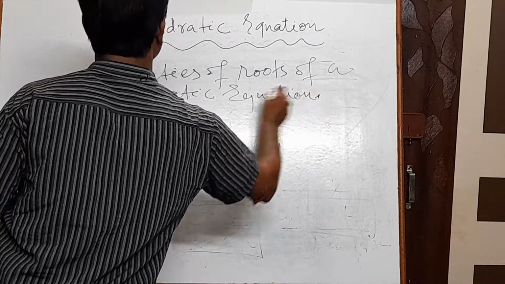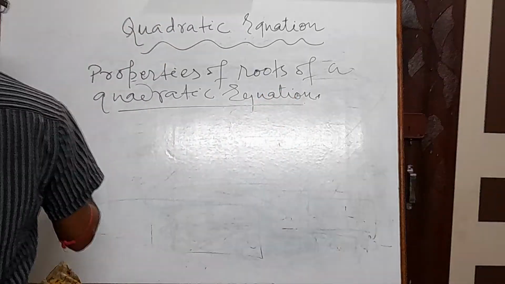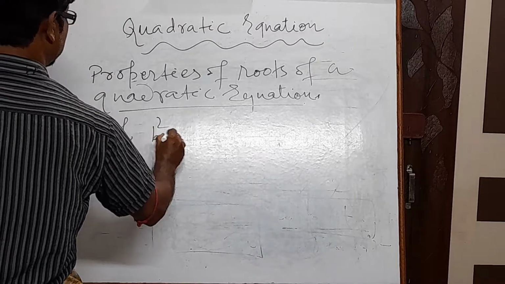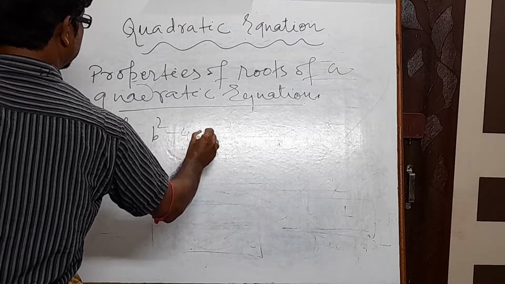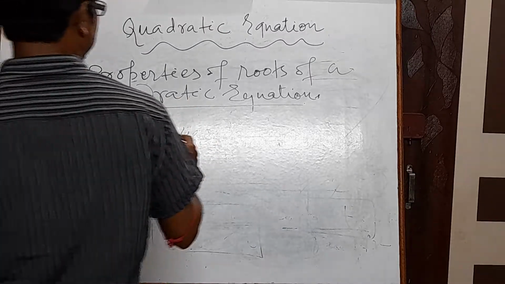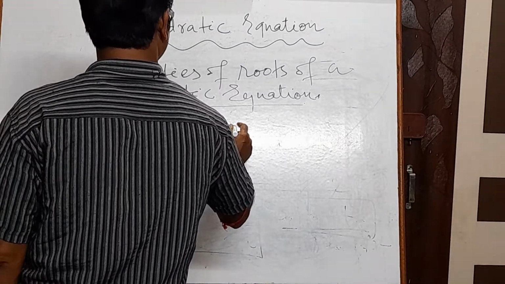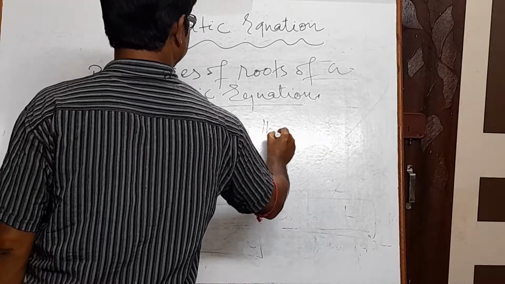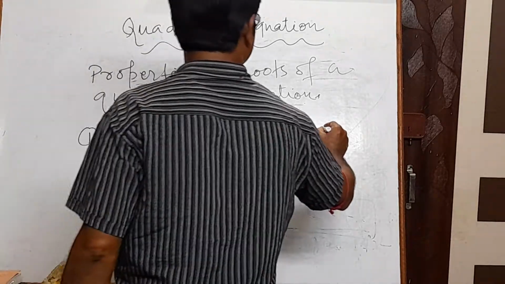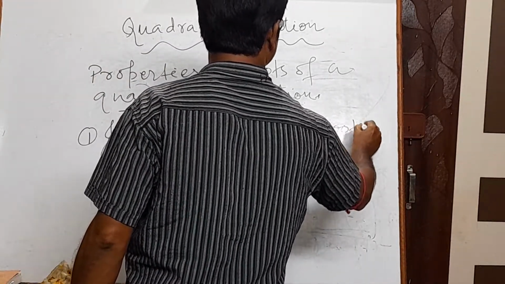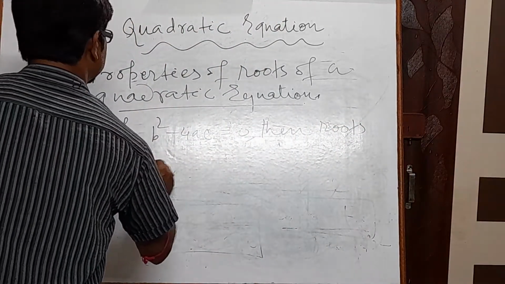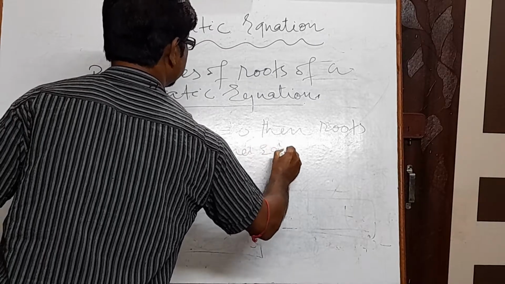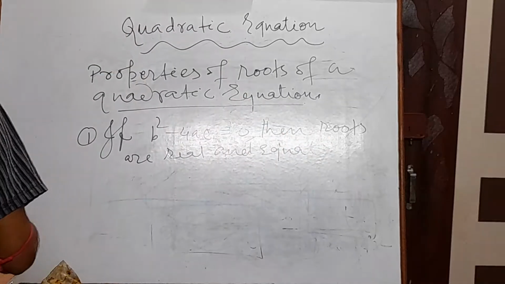Quadratic equation. First condition: if b square minus 4ac, or D, you can write, is equal to 0, then roots are real and equal. Roots are real and equal.